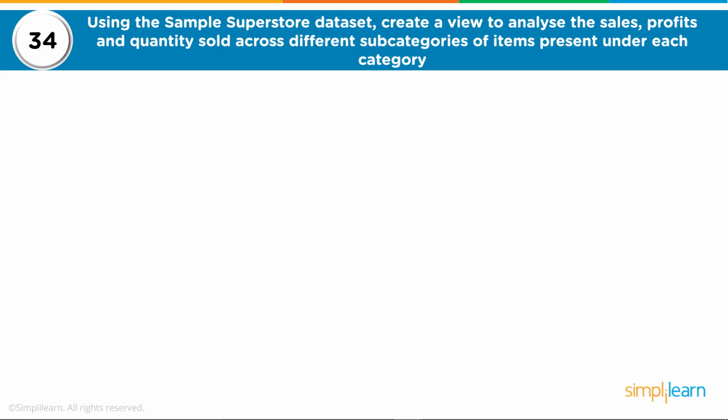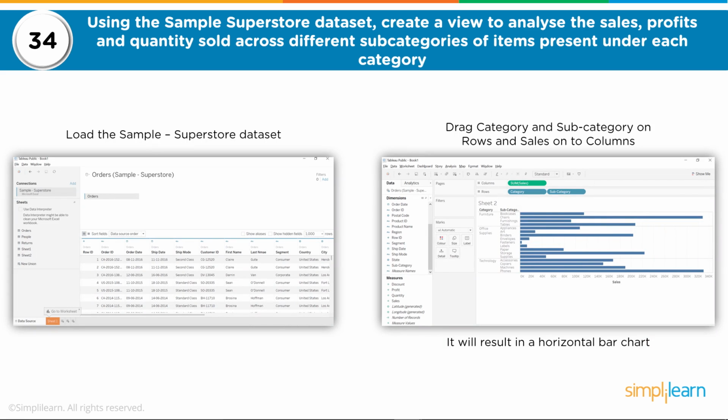Using the sample superstore dataset, create a view to analyze the sales, profits, and quantities sold across different subcategories of items present under each category. So the first step is to go ahead and load the sample superstore dataset. So make sure you know how to load the superstore dataset.